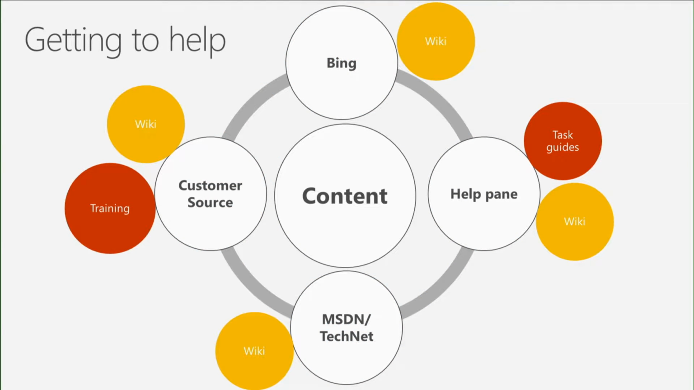All right, so now we have all this good content. How are you going to find it? So you could use a search engine like Bing to locate our wiki out on the web. And like I mentioned, we also have the help pane. And so the wiki contains everything. The help pane, you're on a form, you need some help, you hit the help button, help pane moves in, you get your task guides, which is your procedural information, and your wiki topics that are your more conceptual information.